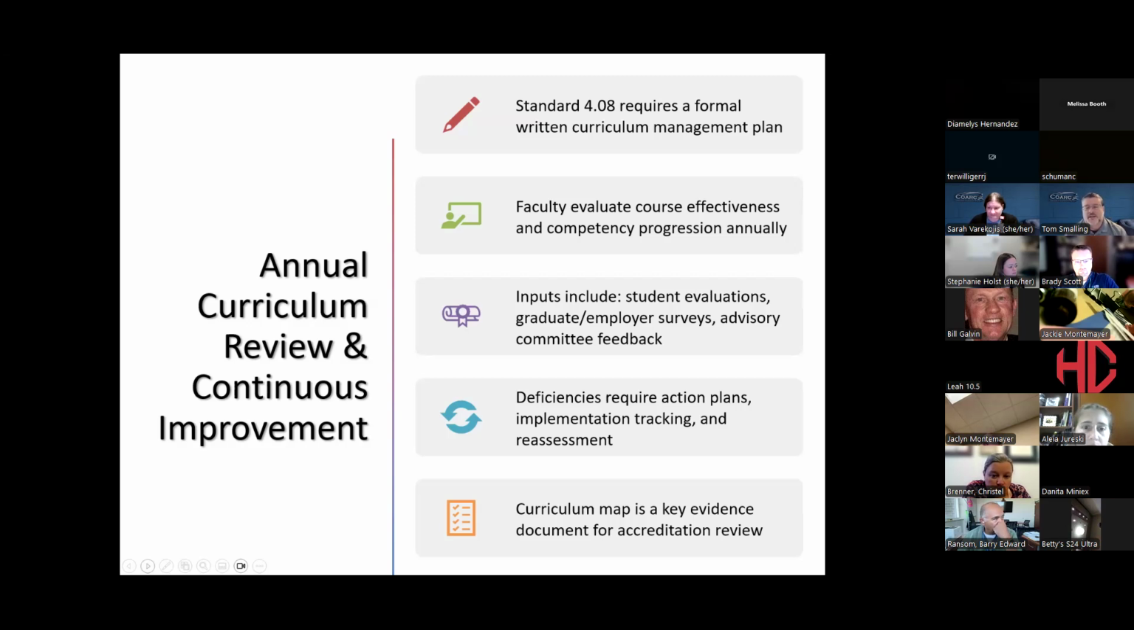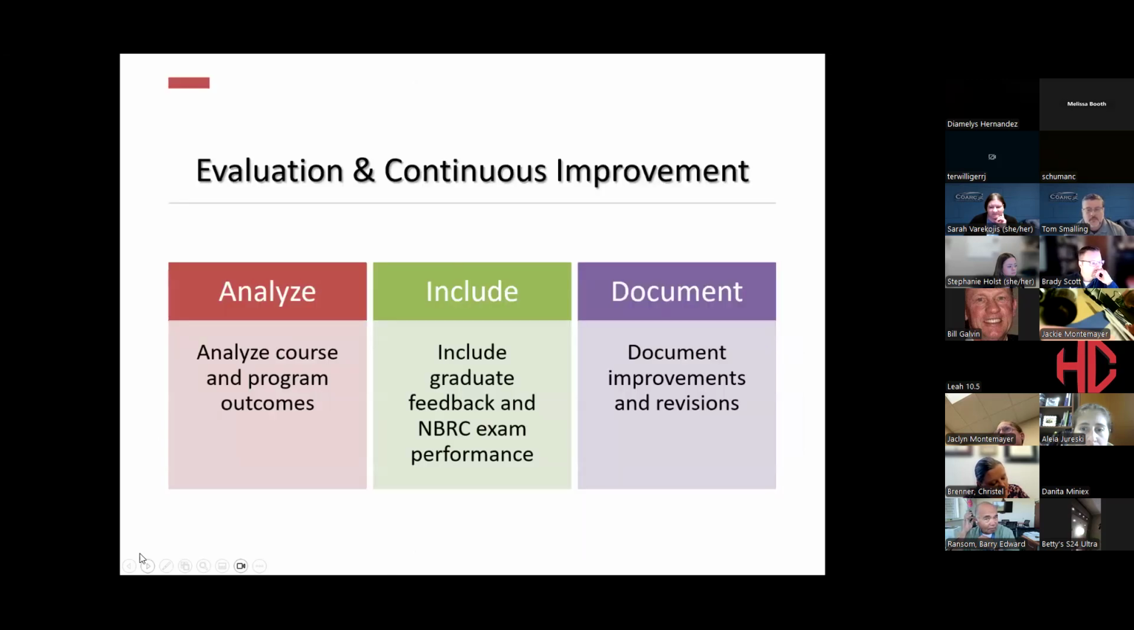Deficiencies require action plan implementation, tracking, and reassessment. That is the same for Section 3, for Section 2 resources. It's all the same. It's going to be the same process. Okay. The curriculum map is key to everything. It needs to be measurable and evidence-based, this review process. Okay, next. We're getting there. We're getting to the fun parts there.